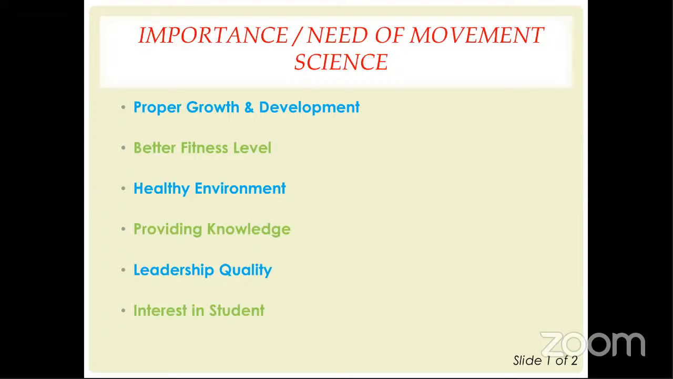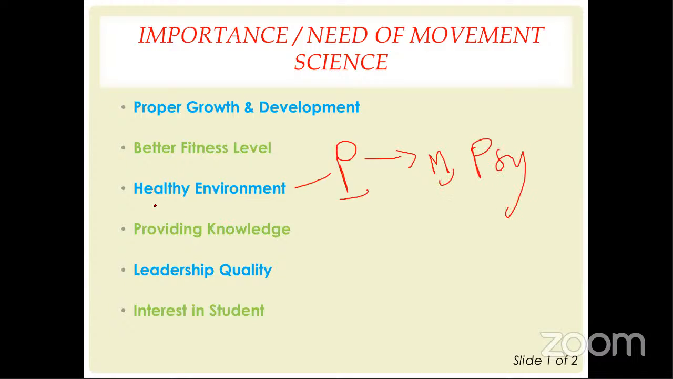Better fitness level. This subject widely covers the fitness aspects, so a better fitness level is obviously there. This subject teaches about the healthy environment, about the factors and aspects that lead to it. What are the various factors that make the environment happy? Because movement science covers physical movements, and that leads to mental aspects and psychological aspects also. Therefore, to have a healthy environment we need to understand movement science.